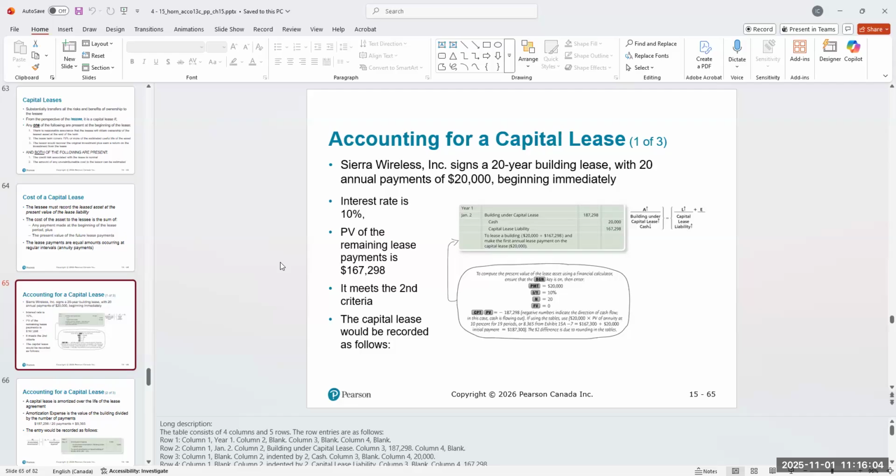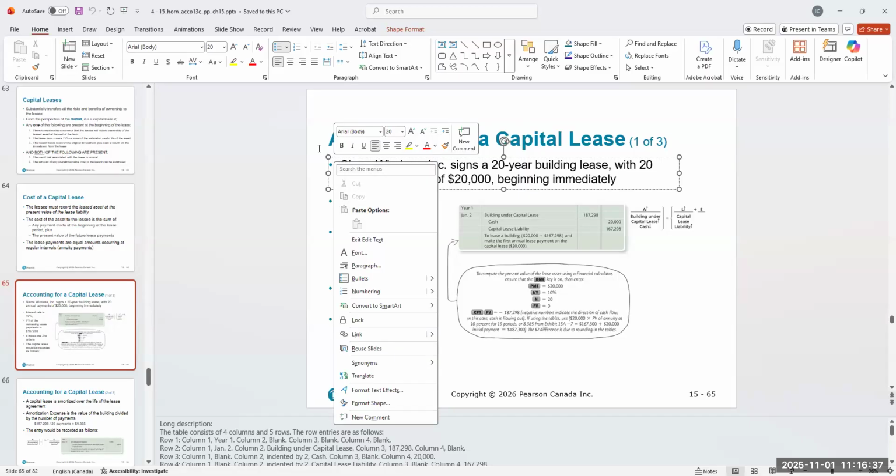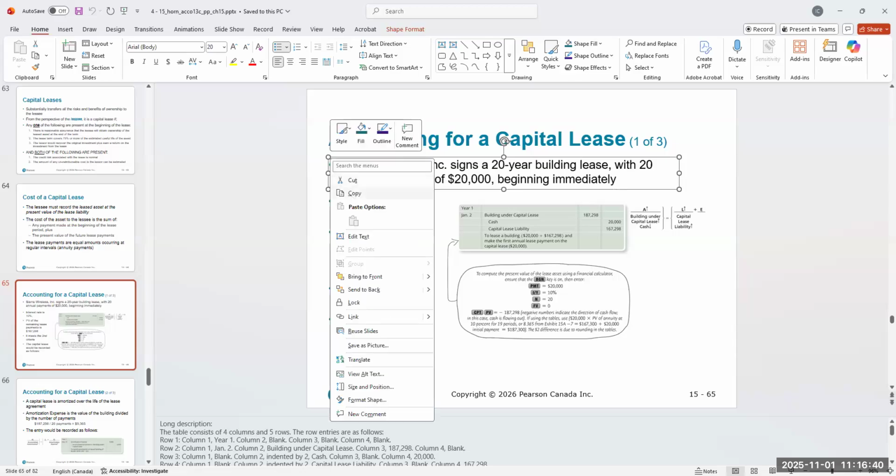Present value of the remaining lease is 167. It meets the two criteria, so it's considered a capital lease. What will be the journal entry that we have to do, and how are we going to get this calculation if you have to calculate it by yourself? Let me get this information first, and quickly we're going to go to the Excel spreadsheet, and I'm going to show you the calculation for the lease. Again, I'm not going to test you on this, but I still wanted to show you.